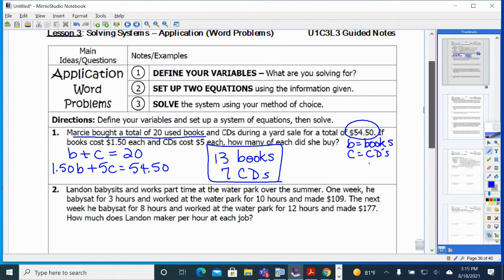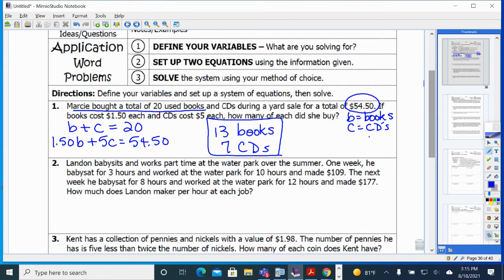Question number 2. Again, define your variables, set up 2 equations, and solve. But we really need to read first. So number 2, Landon babysits and works part-time at the water park over the summer. 1 week, he babysat for 3 hours and worked at the water park for 10 hours and made $109. The next week, he babysat for 2 hours and worked at the water park for 12 hours and made $177. How much does Landon make per hour at each job?